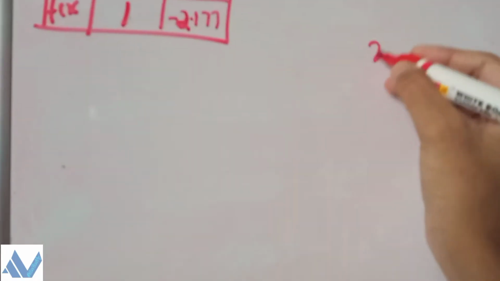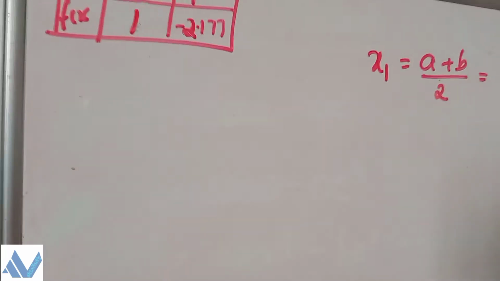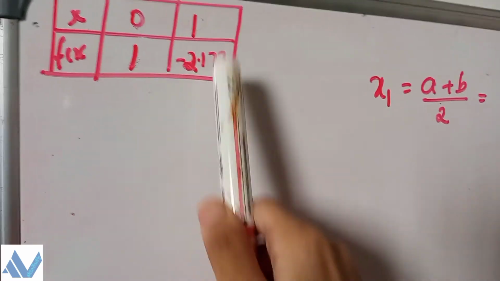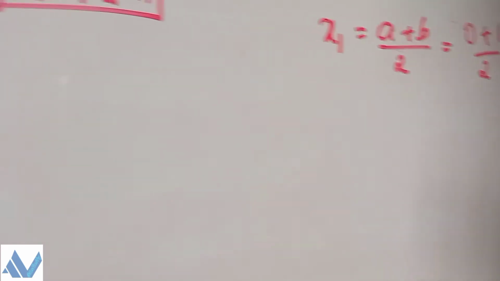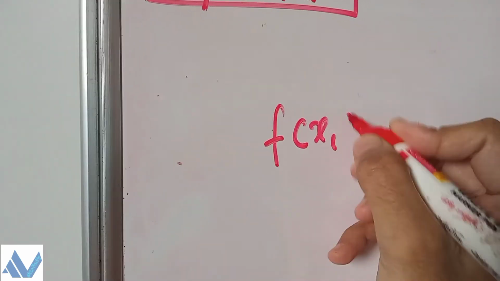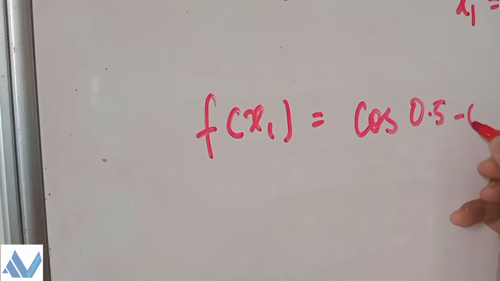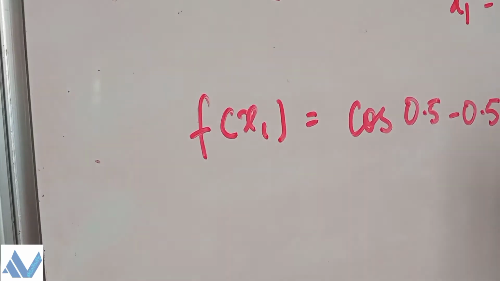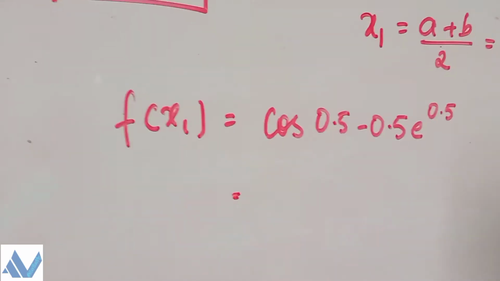We know with the formula x1 is equal to a plus b by 2. We got a positive value and negative value, so we don't add f of x, we add a and b, that is 0 plus 1 by 2, which is 1 by 2, which is equal to 0.5. So the root lies between a and b, that is 0 and 1. We find out f of x1. Substituting in the equation, cos of 0.5 minus 0.5 e power 0.5. Same thing on the calculator, I will show you.